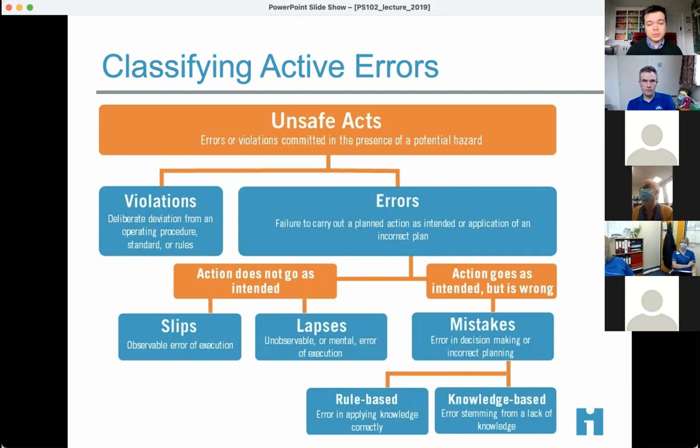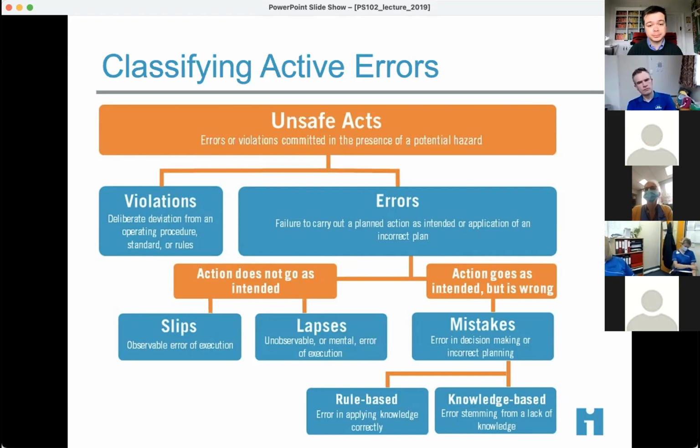Then there are errors. So the protocol is there, but you just forgot, or you failed to do it, or you weren't able to do it because of the resources. And then from those errors, the action does not go as intended. So something was meant to happen, but it didn't end up the way you wanted it, like a slip, which is an observable error of execution. So, for example, in surgery, you're trying to cut between two planes, and you don't get that quite accurately enough, and you end up damaging something else.